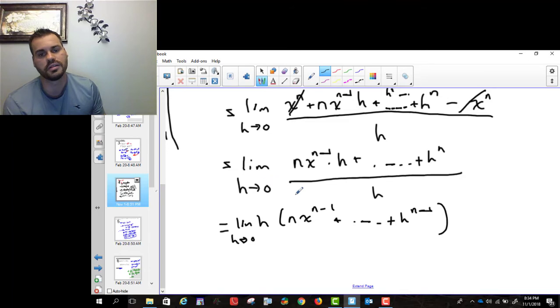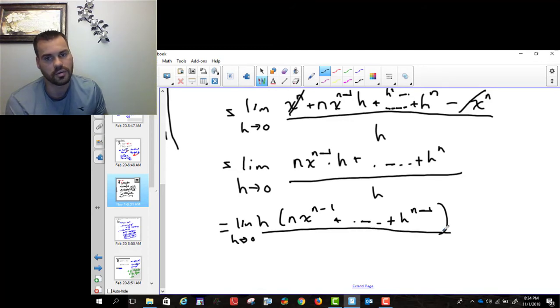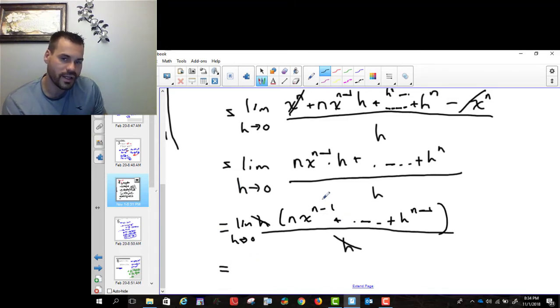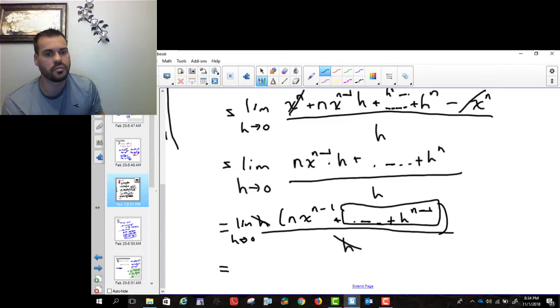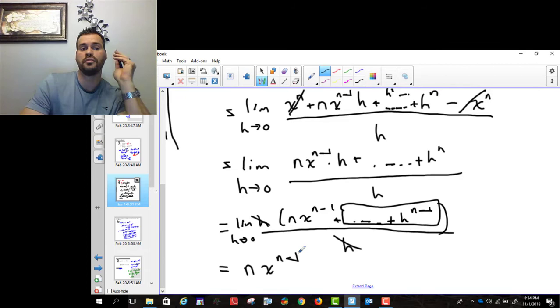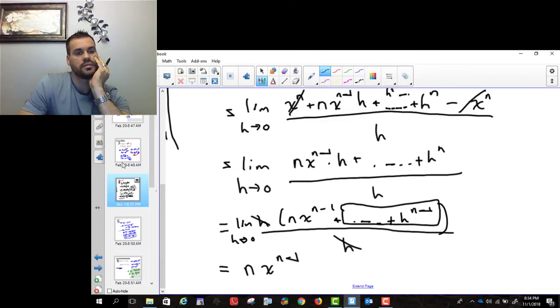So what I've got is a bunch of terms all still having h in them. This term does not have h in it, and it's all multiplied by h. So what happens is these cancel, and when I let h go to 0, all of this has h in it. There's an h in every single term, which means they all go to 0. And what I'm left with is that. And that is the proof of the power rule. So I showed you a few examples of it. That's the proof of it.